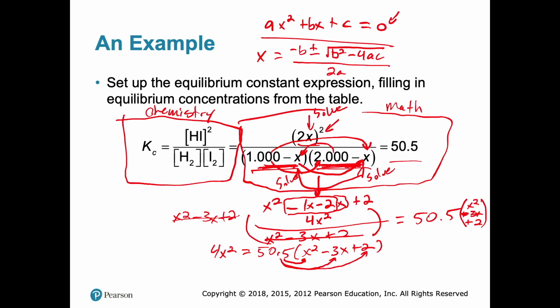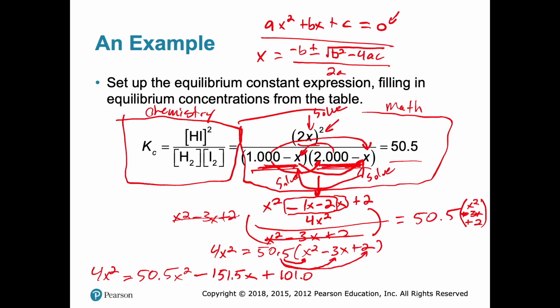So that gives you, I'm going to move over here so I have some room, 4x squared equals. The first one is easy because it's just 50.5 x squared. And then minus whatever 3 times 50.5 is, which is 151.5x, and then plus whatever 50.5 times 2 is, which is 101. So far, everybody got it?